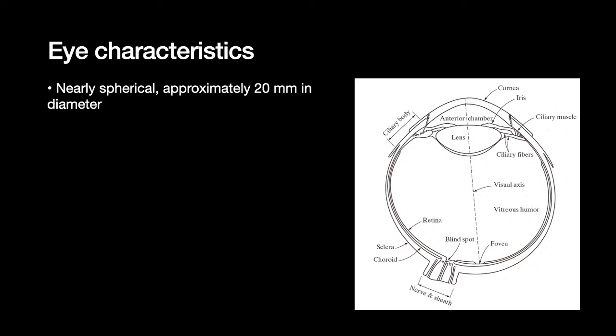So you can see that it's a nearly spherical object. Of course, there are some distortions here and there, but as you know, in physics, we deal with approximations. So we call it a nearly sphere, and it's around 20 millimeter in diameter. Remember diameter. So that means this and this is roughly 20 millimeter, slightly less sometimes, but you can take it as 20 millimeter. The figure that I'm showing here is an average figure over a large population.